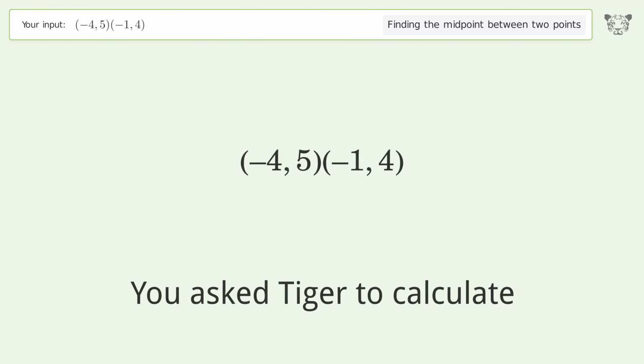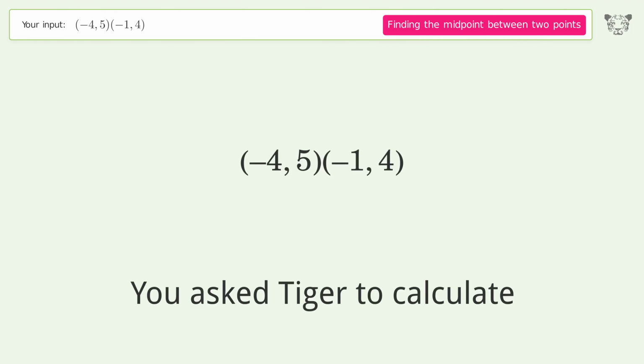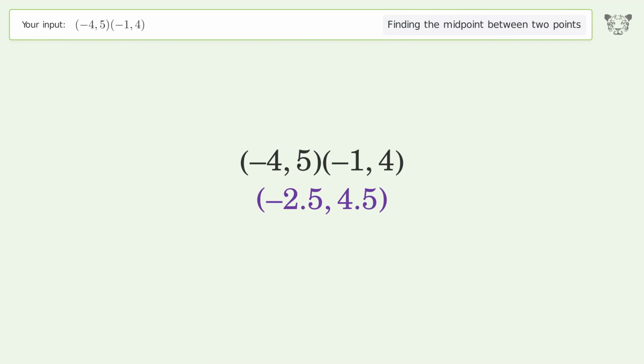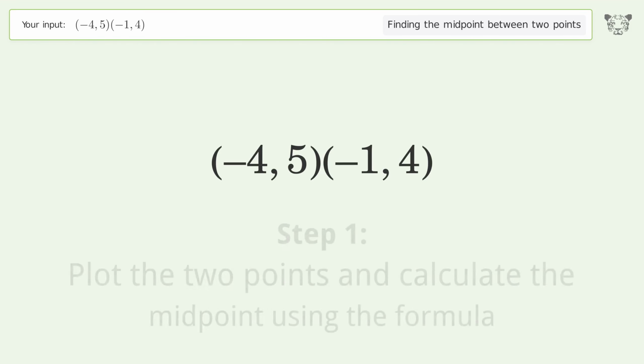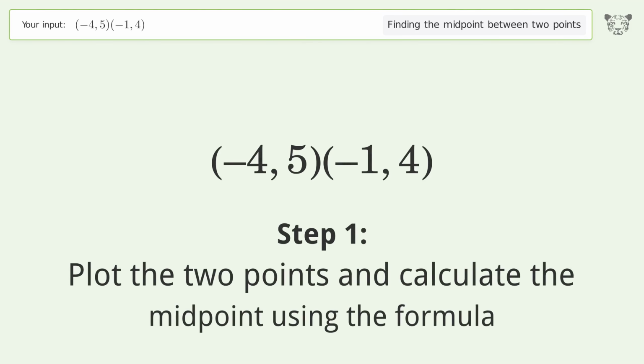You ask Tiger to calculate. This deals with finding the midpoint between 2 points. The midpoint between the 2 points is negative 2.5, 4.5. Let's solve it step by step. Plot the 2 points and calculate the midpoint using the formula.